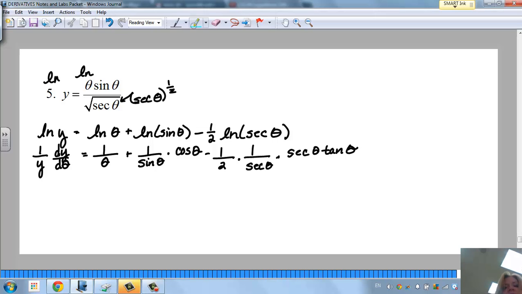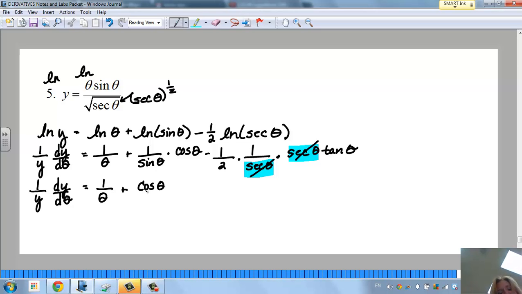So this is kind of nice right here. See how these two kind of cancel out? So I'm going to cancel those right out. So then I'm going to rewrite this a little bit nicer before we start solving for dy d theta. So if dy d theta equals 1 over theta plus cosine theta over sine theta minus tan theta all over 2.